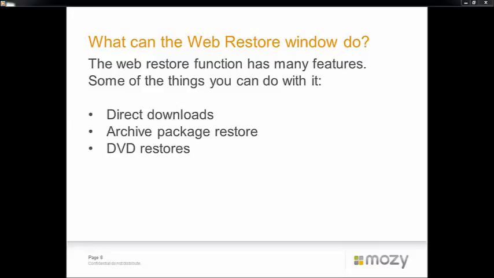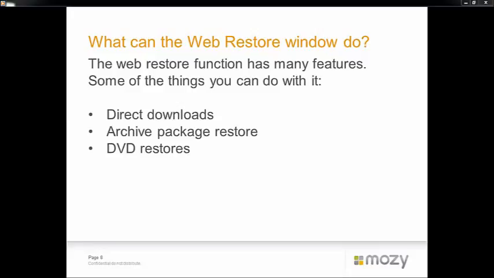Archive package restores. This is one of our original ways of doing web restores, and it creates zipped files with your files and folders within. You will create an archive package of about 20 gigs, say, and it will create multiple links, maybe about 10 or so, with zip files on them, and you just download those individual files, okay, to restore your data.